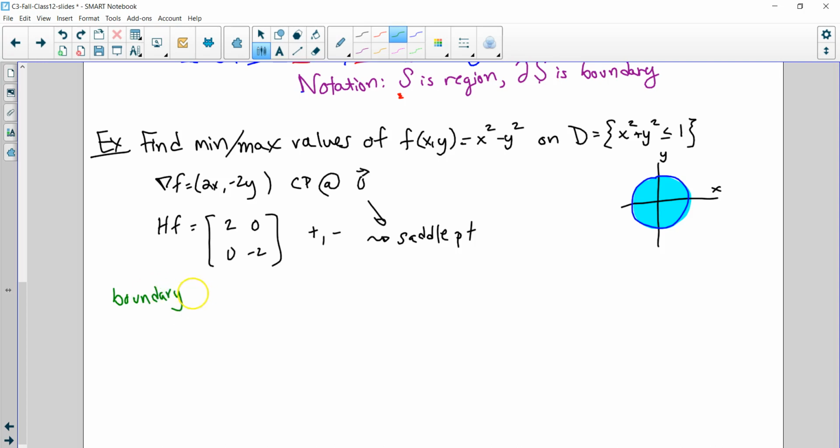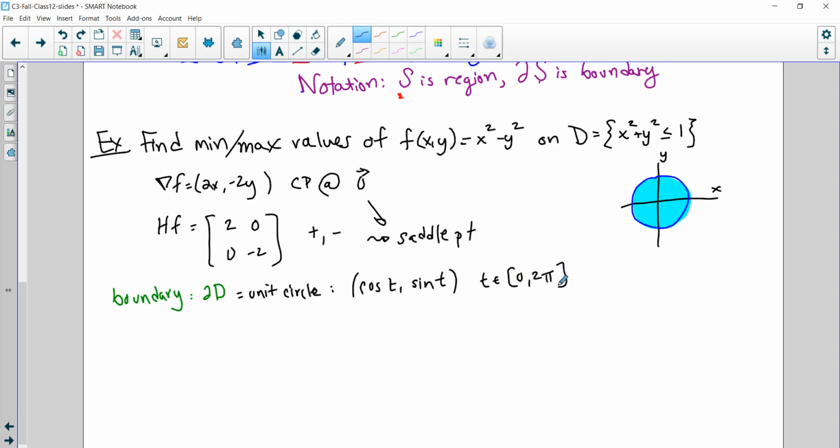Okay, so we're going to look at the boundary, or del D. We know that the boundary here is just the unit circle. From our previous studies, we can parameterize this as cosine t and then sine t, such that t lives in the interval 0 to 2 pi.